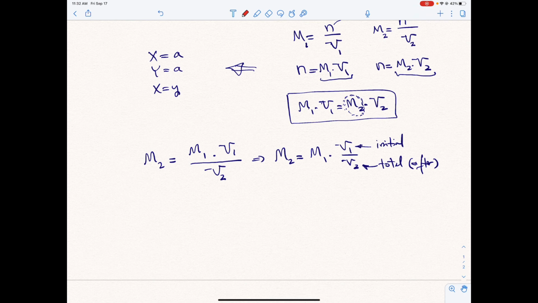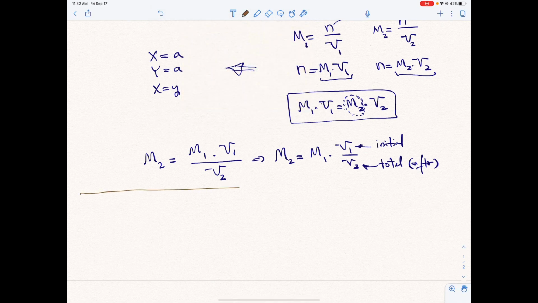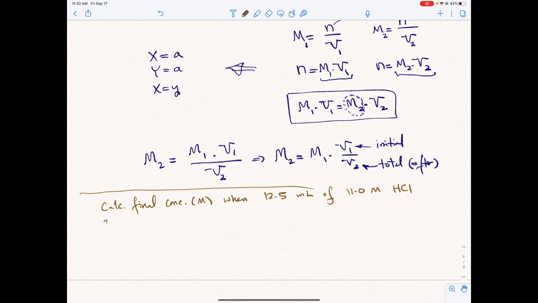And I'm going to give you an example so that you can solve this and put it into perspective for yourself and see how we apply this. So calculate the final concentration in molarity when 12.5 milliliter of 11 molarity HCl solution is diluted to 500 milliliter.